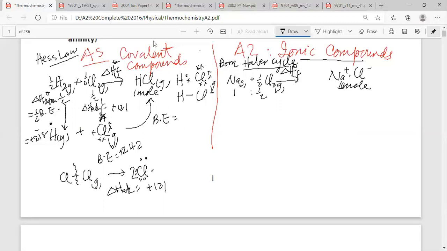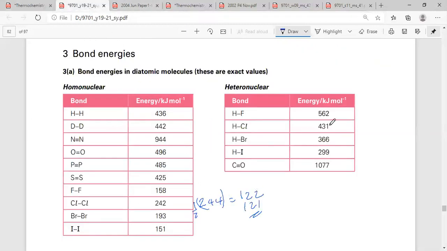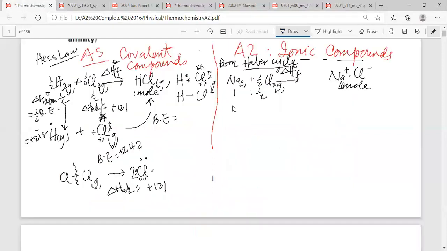Of course, in this case I can find it from here. What is the value? Because it's given in the data booklet, HCl here. Now, to break the bond it's positive 431. So if you form the bond in this case, I will have negative 431.